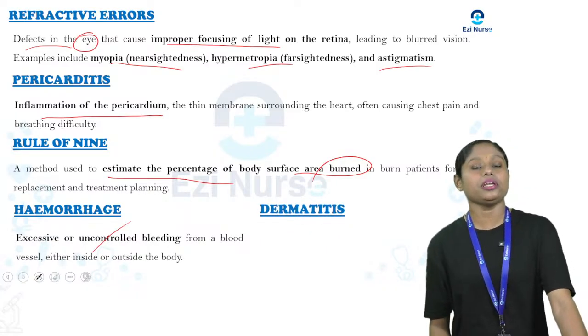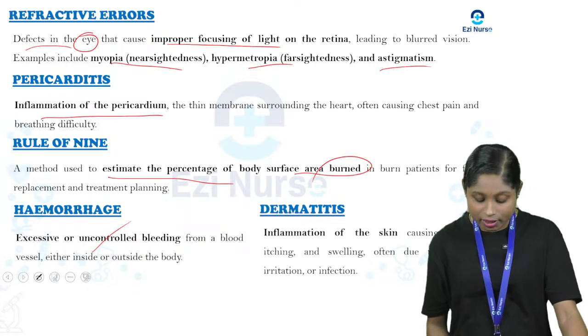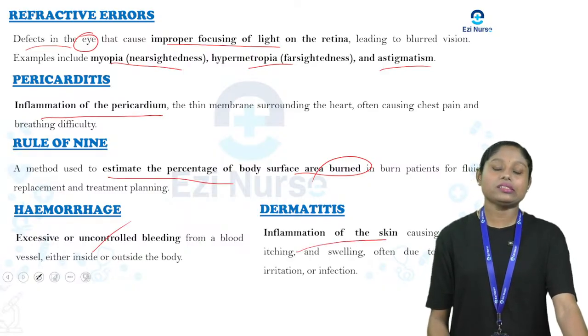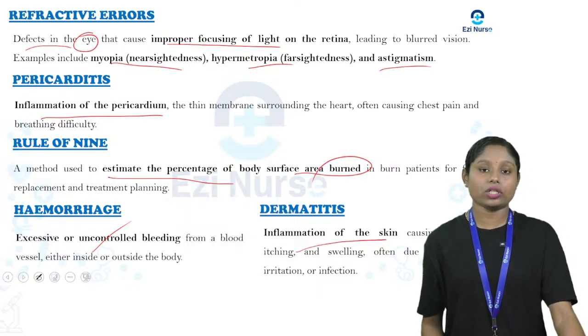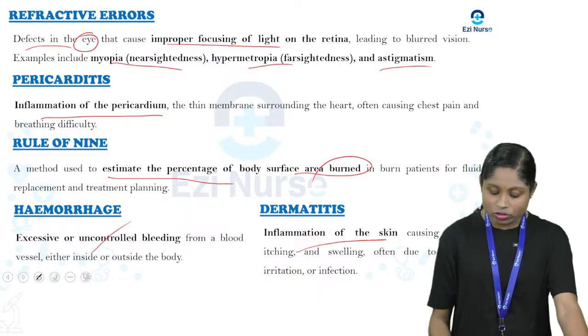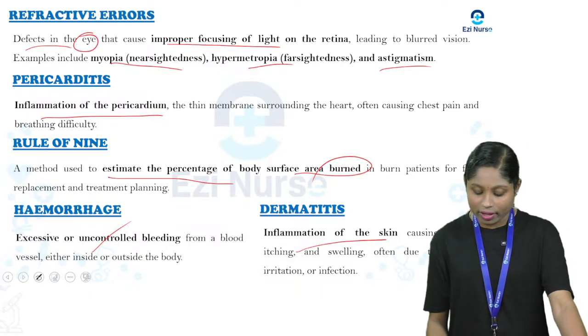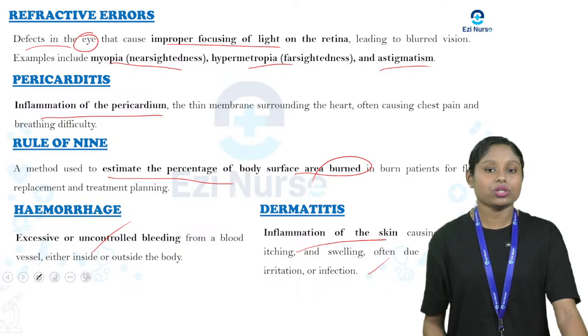Next word is dermatitis. What is dermatitis? It is the inflammation of the skin. That is what is called dermatitis. It causes redness, itching and swelling, often due to allergies, irritation or infection.